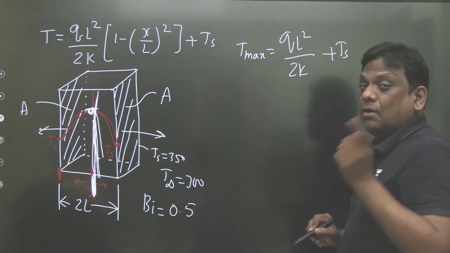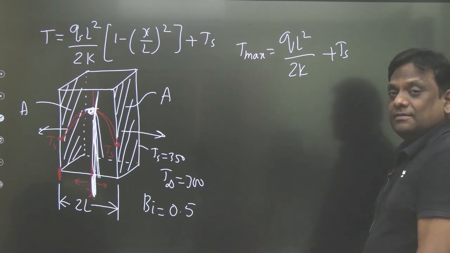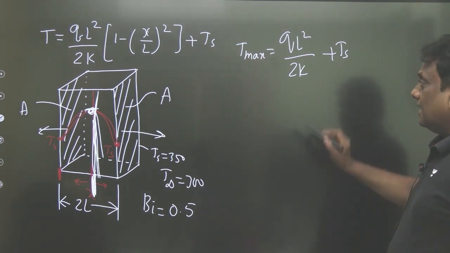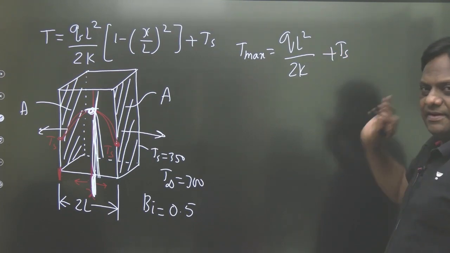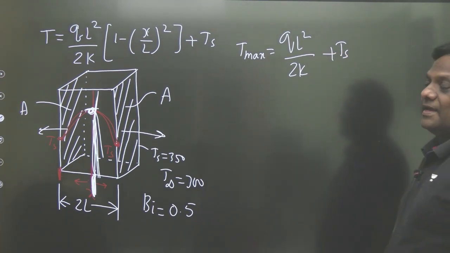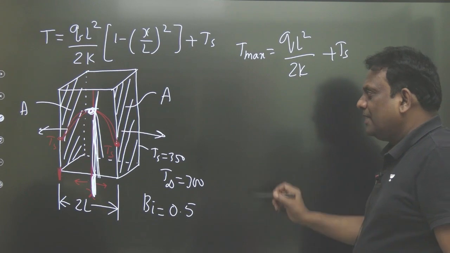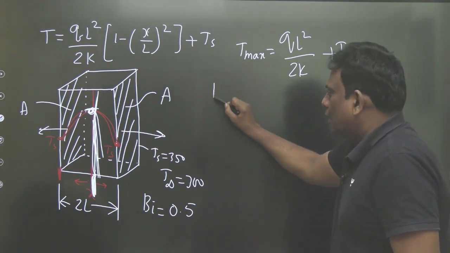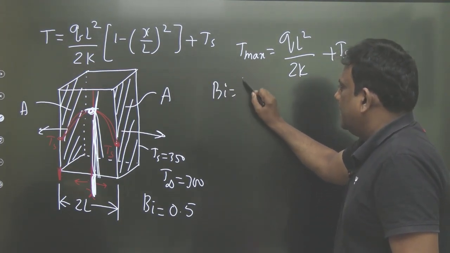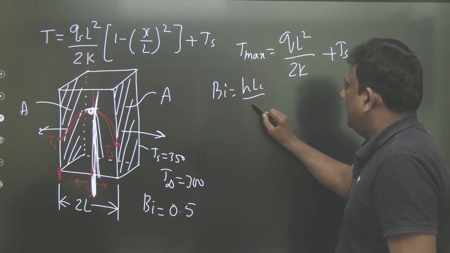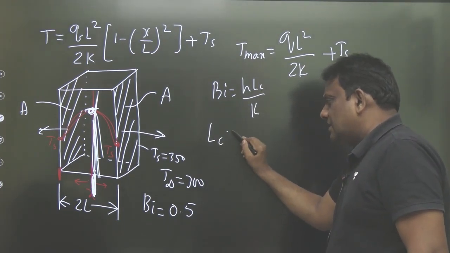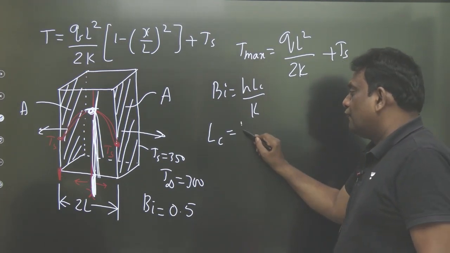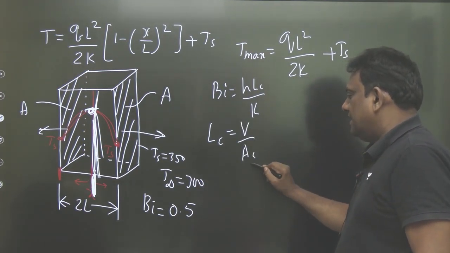And he is asking what is the maximum temperature. And this is a very good question, sirs. Neither Q is given, L is given, K is given. कैसे करें सर इसको? कैसे करें? बहुत ही प्यारा सा प्रॉब्लम है. Biot number. What is Biot number, sirs? It is hL by K, where L is characteristic dimension. How do I calculate the characteristic dimension in Biot number? It is volume by surface area.